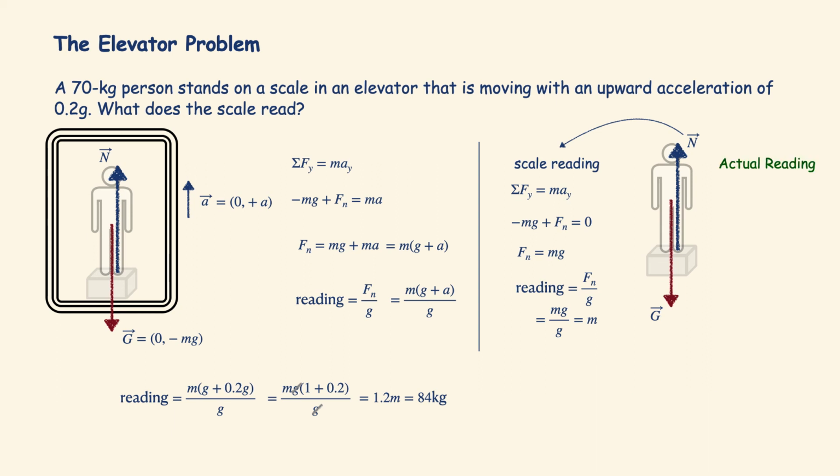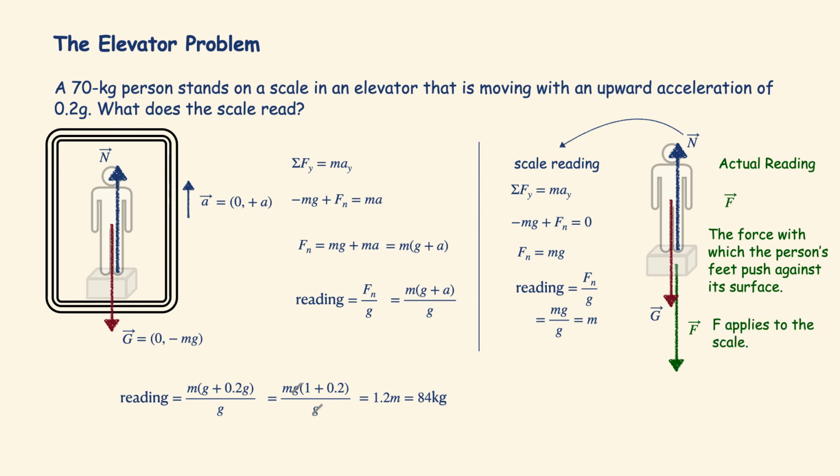One more subtle point I'd like to make is that even though I said the scale reads the normal force, technically the scale physically reads the force F, which is the force with which the feet of the person push against the scale surface. So the scale reads the force exerted on itself, on the scale. That will be a force, a vector, downwards. Here I have marked it in green. I called it F, and that force F applies to the scale.